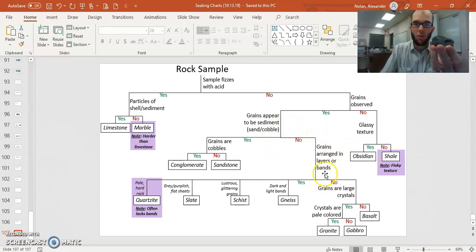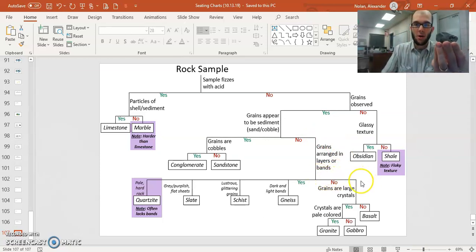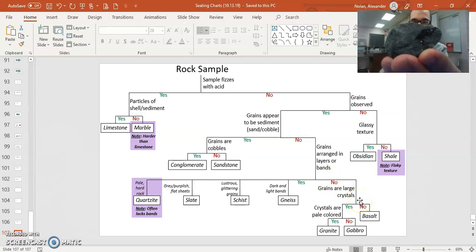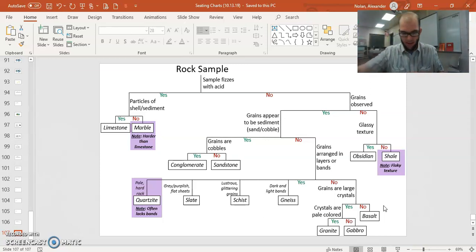This is asking, grains appear in layers or bands. I don't see any layers or bands in there, so we're going to take another right and say no. Grains are large crystals. Did we say those were large crystals or small? We said these were small crystals, so we're going to take another right. And according to our dichotomous key, we end at basalt, and that would be correct. This is basalt. This is igneous rock where the crystals formed very quickly, and so they're very small. And so there's another example.